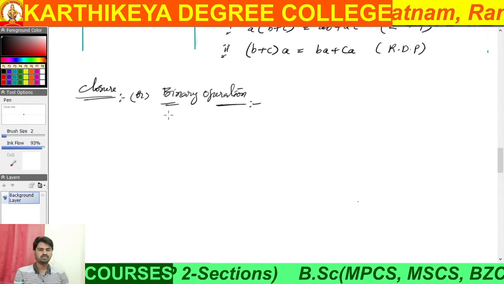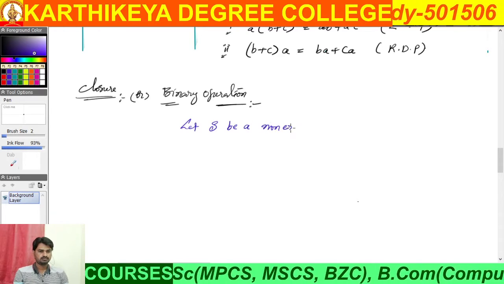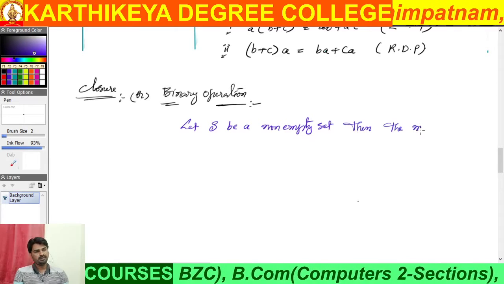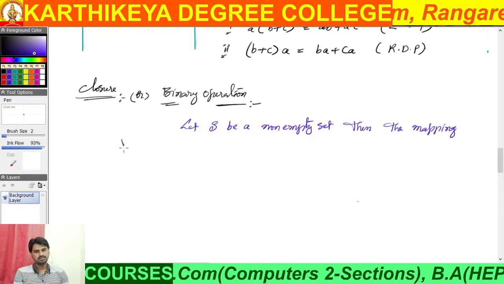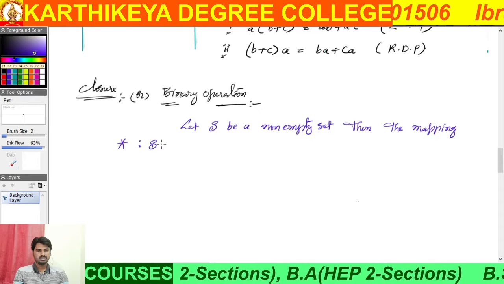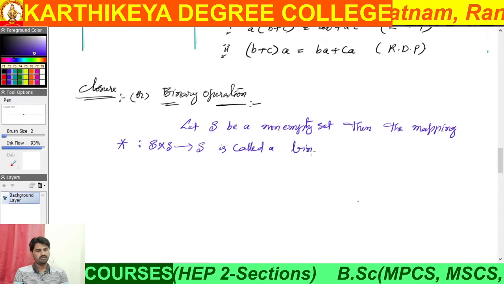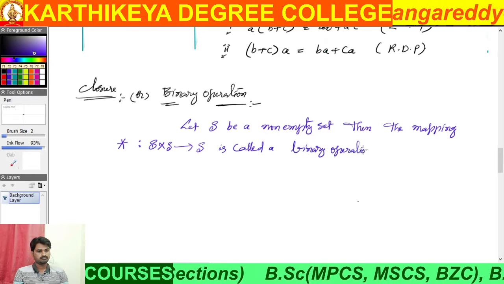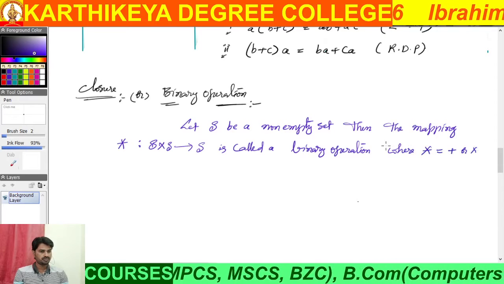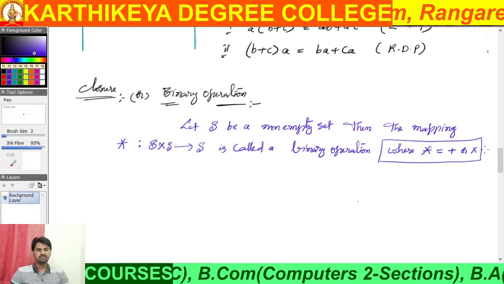Binary operation or closure means simply we can write here: let S be a non-empty set, then the mapping S cross S to S is called a binary operation, where if you take either plus or dot, that value can be star. In the place of star you can put either plus or into. So mostly we can take the plus operation and the into operation. Okay students, this is about the basic concept.